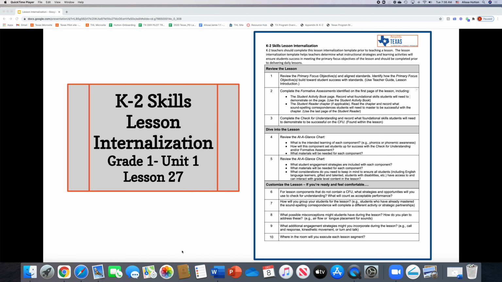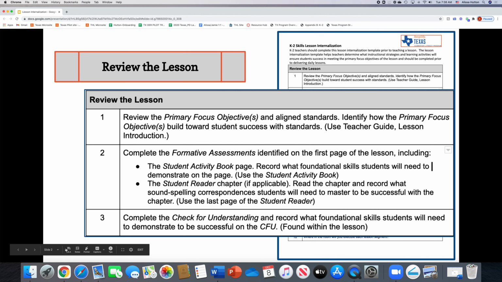As you can see on the screen in front of you, we have the K-2 Skills Lesson Internalization. For today's purposes, I will be using Grade 1, Unit 1, Lesson 27 as an example. There are 3 separate sections within the lesson internalization template. The first section is where we are going to review the lesson. There are 3 steps within this section as we review the lesson.